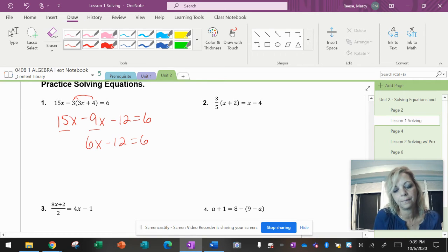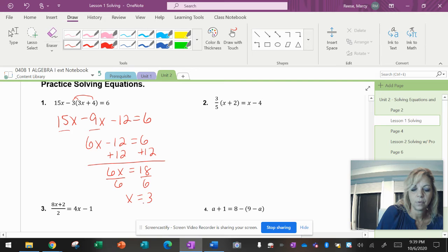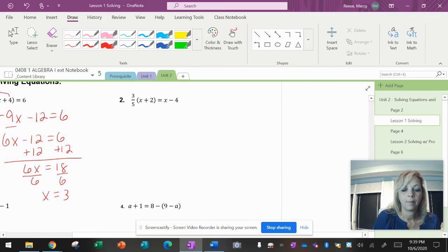X's are all put together. I got to move that -12 to the other side. So I'm going to do the opposite, which is to add 12. And I get 6x equals 18. And then I'm going to divide by 6. And x equals 3. So that is my solution. Okay? Now, how about 2?